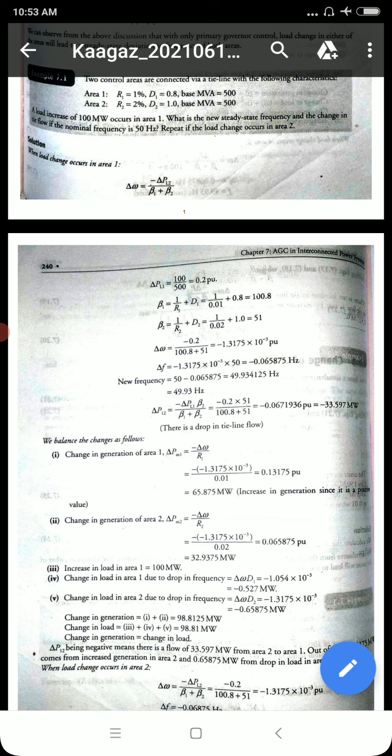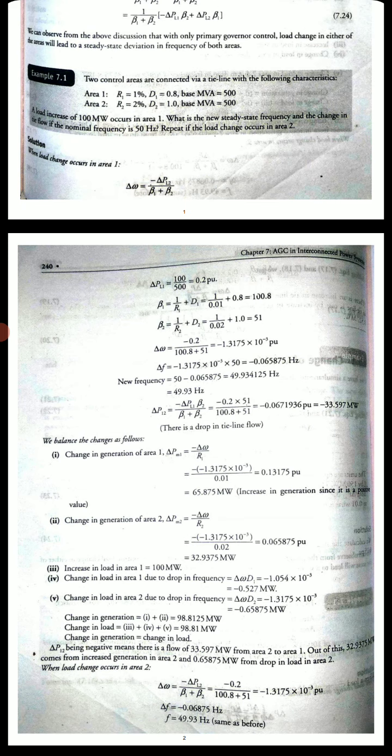So the new frequency is 50 minus the change. Since the delta f value we got is negative, it becomes 49.934125 hertz, or we can directly write it approximately as 49.93 hertz.